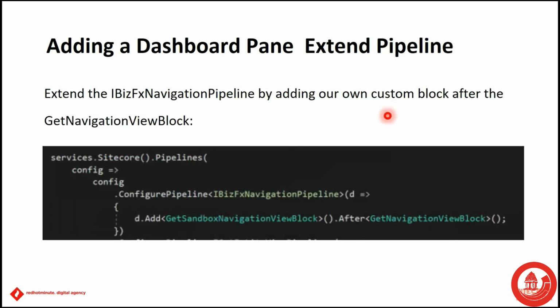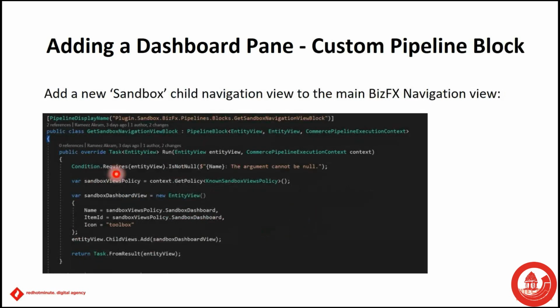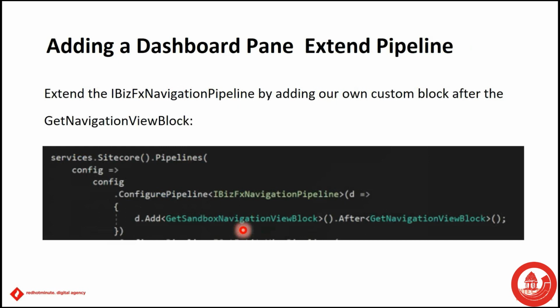How you wire this up is you hook into the BizFX navigation pipeline. Everything in Commerce boils down to pipelines and blocks. So if you want to do any customization, all you have to do is look at the out-of-the-box plugins, see which pipeline you need to hook into, and then you can add your custom blocks. In this case, the navigation on the business tools is provided by the BizFX navigation pipeline. So what I've done is, after the get navigation view block, I've added my own get sandbox navigation view block, which was the one that you saw over here.